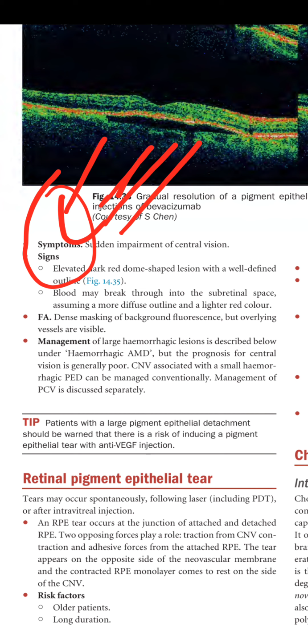Management of a large hemorrhagic lesion is described below under hemorrhagic AMD, but the prognosis for central vision is generally poor. CNV associated with a small hemorrhagic bed can be managed conventionally. Management of PCV is discussed separately.